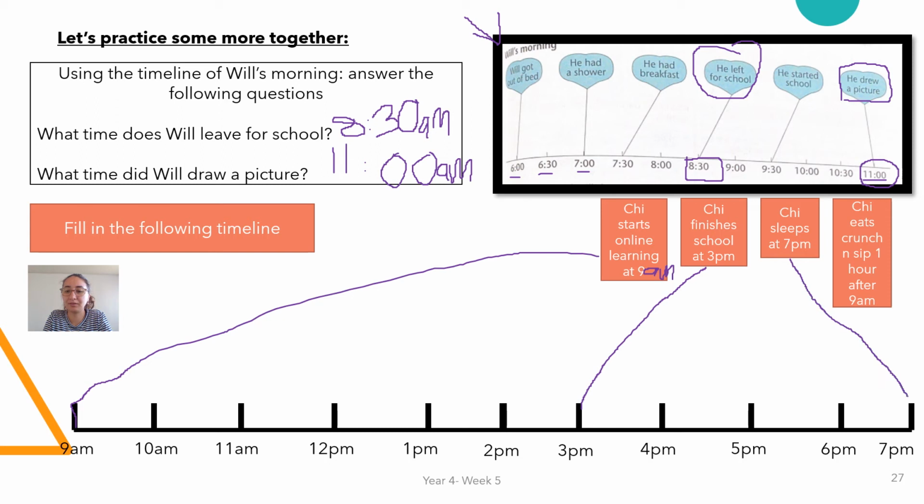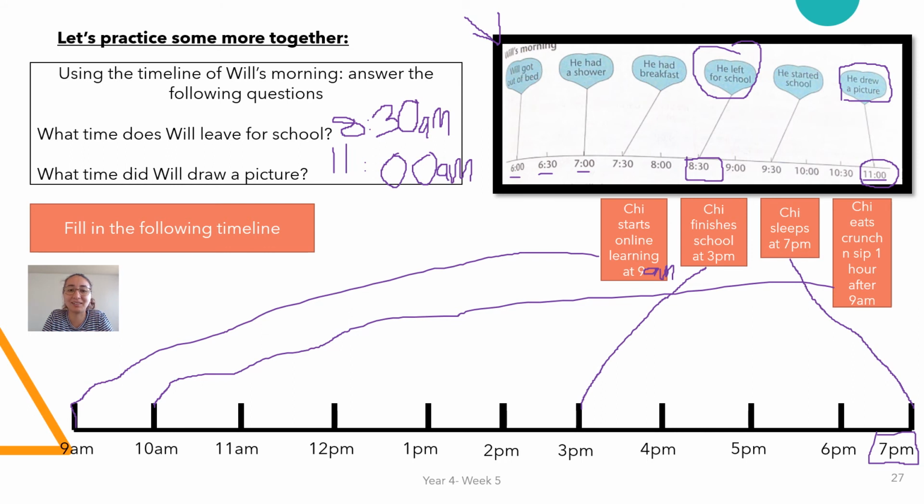Here we go. So this is where our knowledge of AM and PM would be very important. And Chi eats crunch and sip 1 hour after 9 a.m. So we know 9 a.m. is here. 1 hour using our known facts we know would be 10 a.m. So we would put a line, yours will be a lot nicer than mine, just like this.